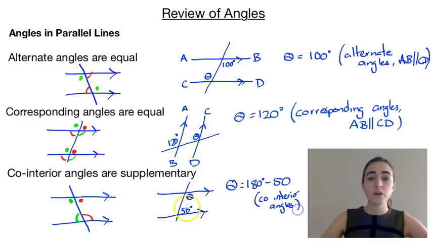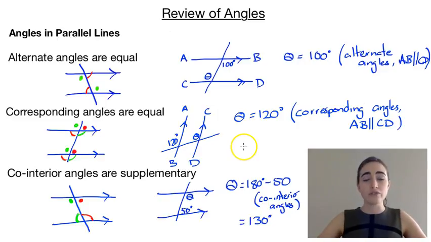Again, if we knew what the parallel lines were called, we'd name them as well. So co-interior angles, and then our answer would be 130 degrees. So that's just a really brief overview of a lot of the angle facts that you need to be familiar with and be able to recognize in problems.